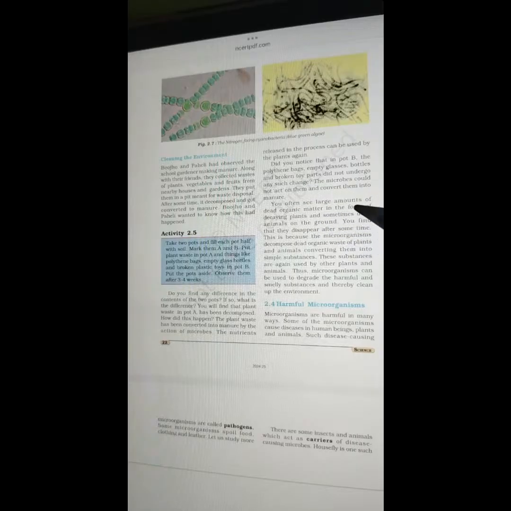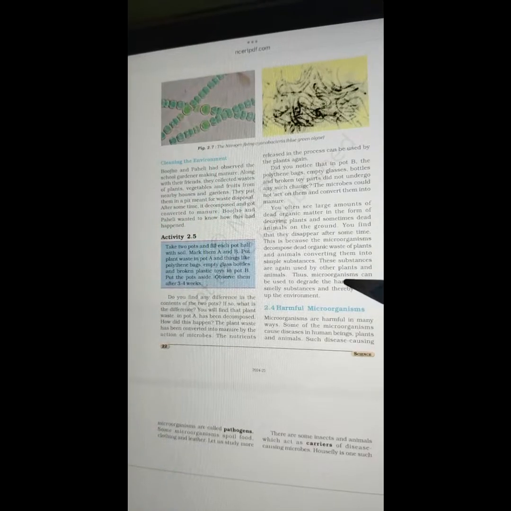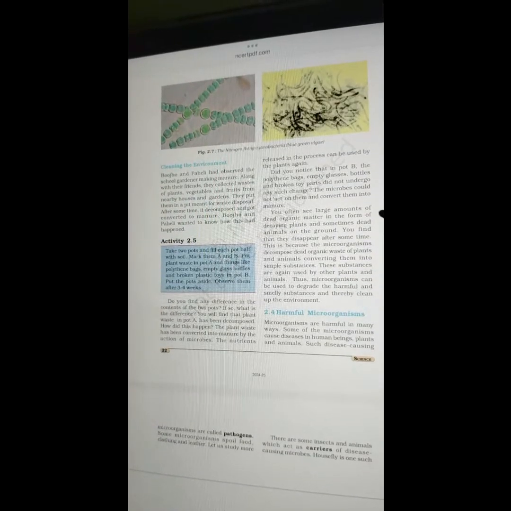You often see large amounts of dead organic matter in the form of decaying plants and sometimes dead animals on the ground. You find that they disappear after some time. This is because microorganisms decompose dead organic waste of plants and animals, converting them into simpler substances. These substances are again used by other plants and animals. Thus, microorganisms can be used to degrade the harmful and smelly substances and thereby clean up the environment.